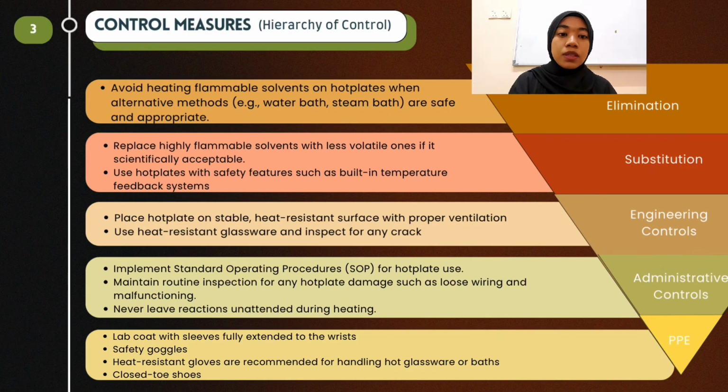Hot plates should be placed on a stable, heat-resistant surface with proper ventilation, and heat-resistant glassware such as borosilicate can be used and inspected for any cracks. The fourth one, administrative controls. An SOP for hot plate use should be implemented, routine inspection for any hot plate damage should be maintained, and a heating reaction should not be left unattended. The last one, PPE. A person handling a stirring hot plate should wear a lab coat with sleeves fully extended to the wrist, safety goggles, heat-resistant gloves, and closed shoes.